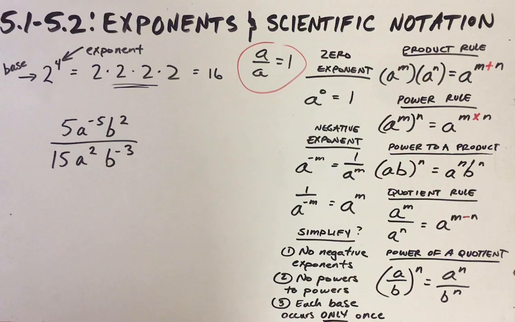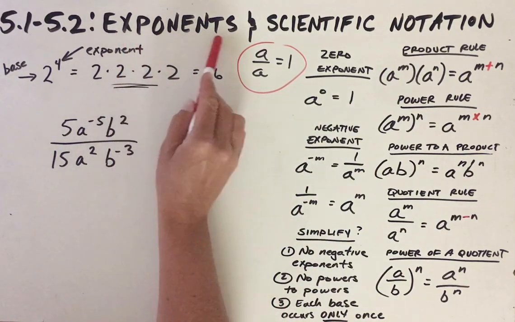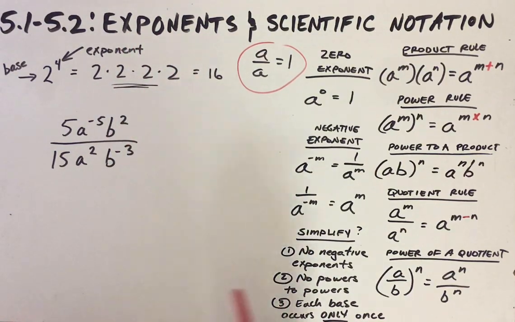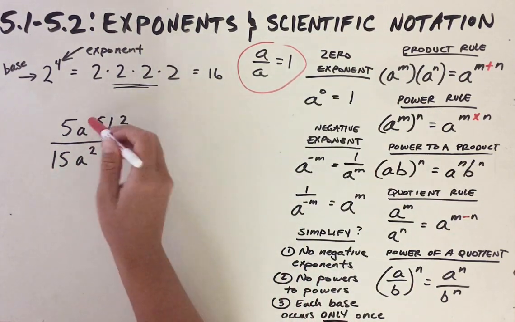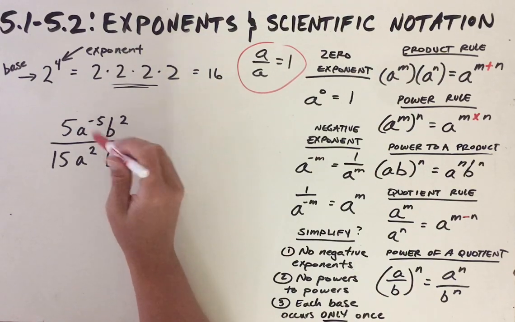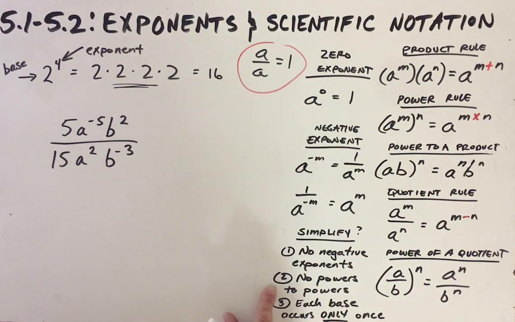Well, we never really defined what simplify means. When you're simplifying exponents, remember all these rules only apply to exponents. It means that you can't have any negative exponents. So right here, I've got to figure out what to do with these 2 negative exponents. I also can't have any powers to powers.